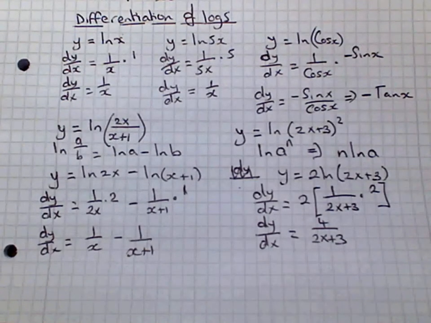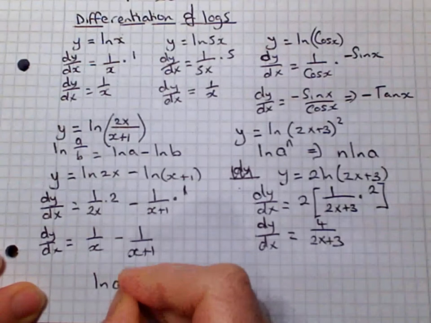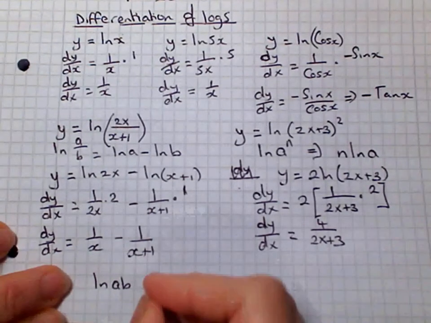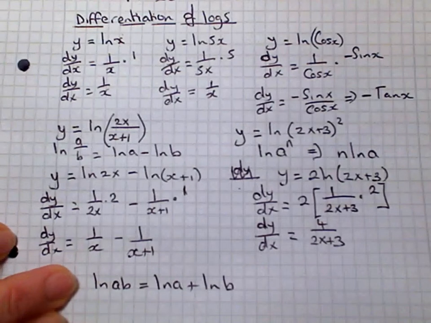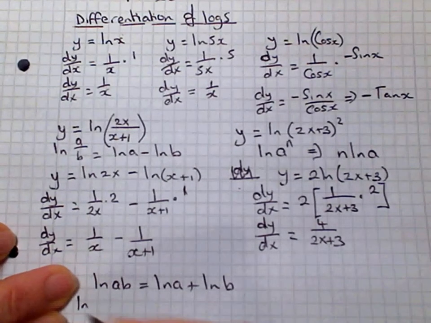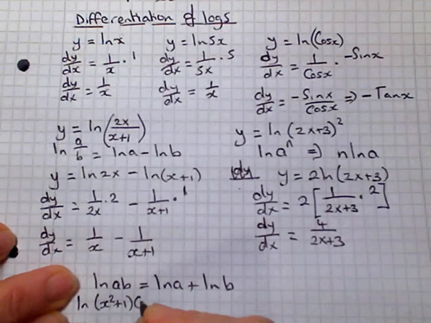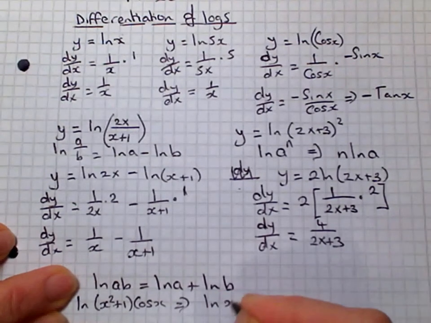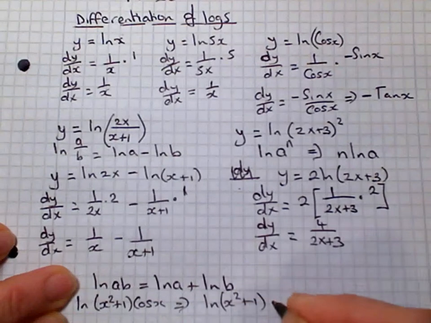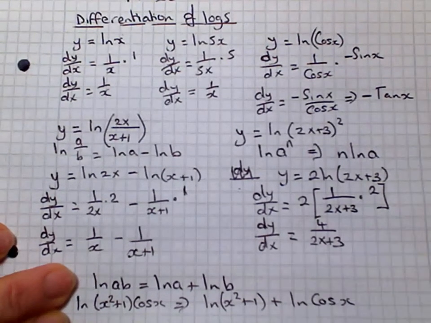And one of the other laws that I haven't used there is if you had the ln of ab, one function multiplied by another, that's the same as the ln of a plus the ln of b. For example, if you had the ln of (x squared plus 1) by the cosine of x, or something obscure like that, so the ln of x squared plus 1 plus the ln of the cosine of x, you do the two of them separately.